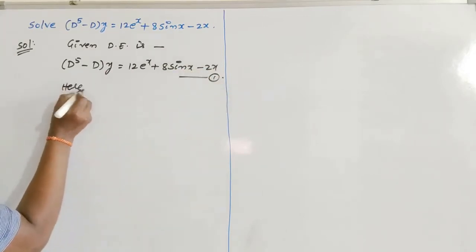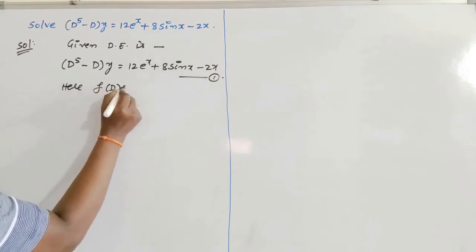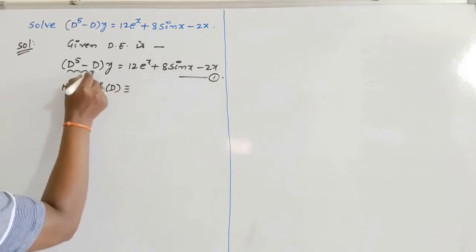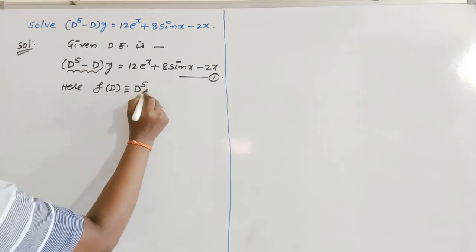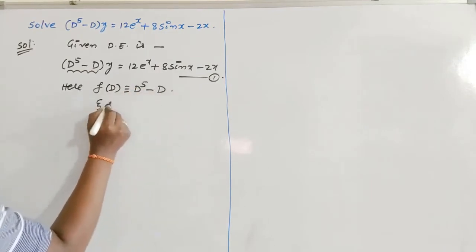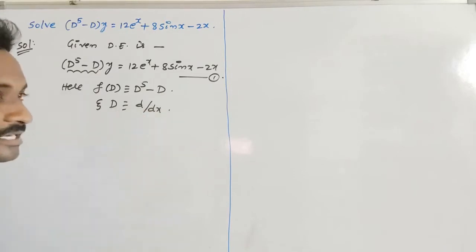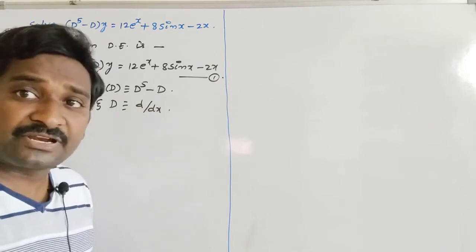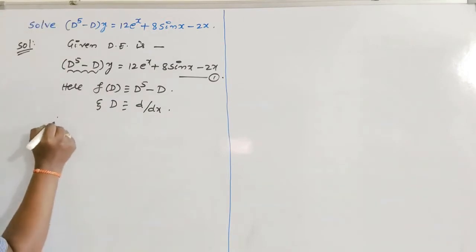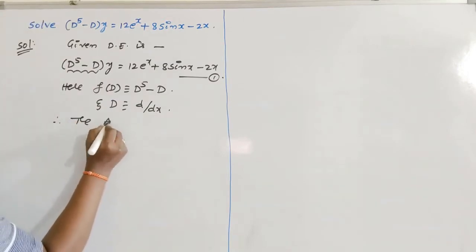Here what is the function of D? It is nothing but a polynomial in terms of D, which is D^5 - D. And what is D? Throughout this chapter, D is nothing but d by dx, which is known as the differential operator.